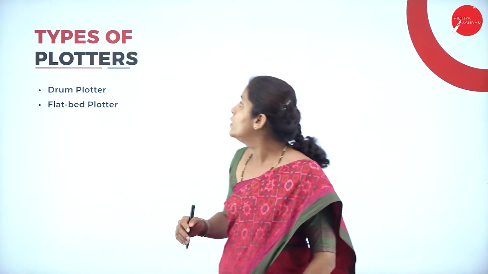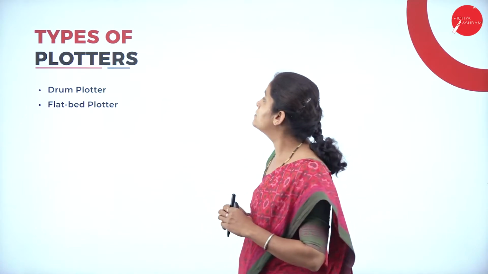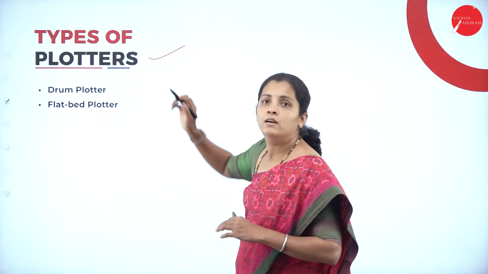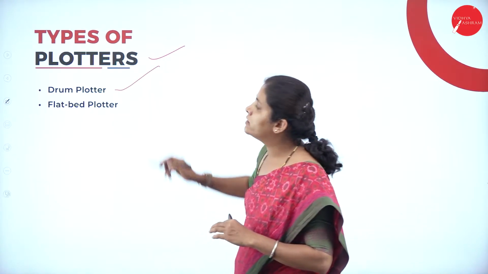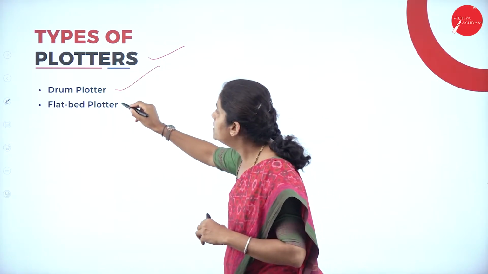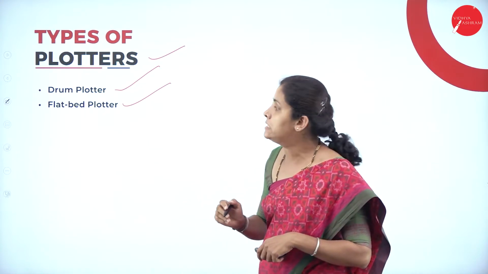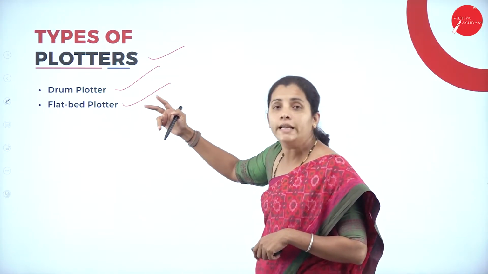Moving forward, we are going to look at two types of plotters. What are the two types of plotter? That is the drum plotter and the flatbed plotter. Let's discuss these two types in detail.